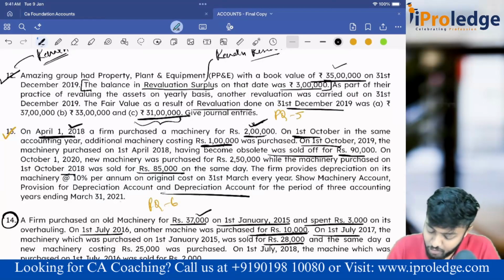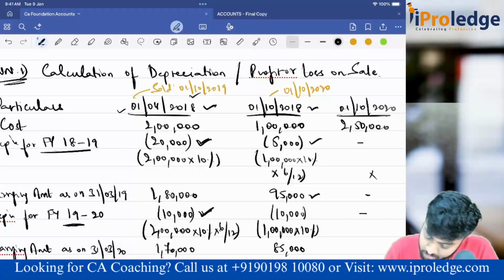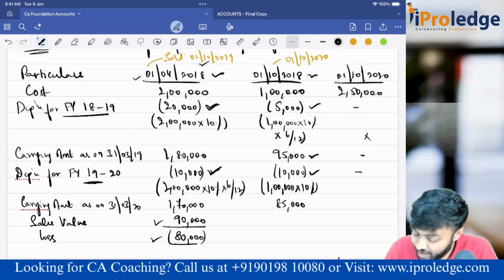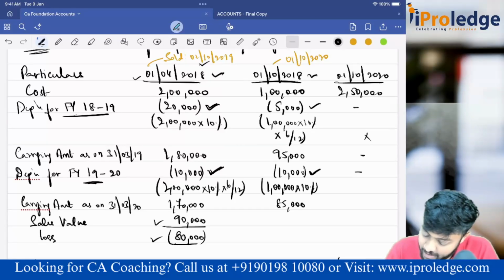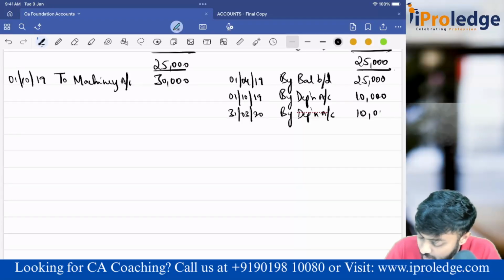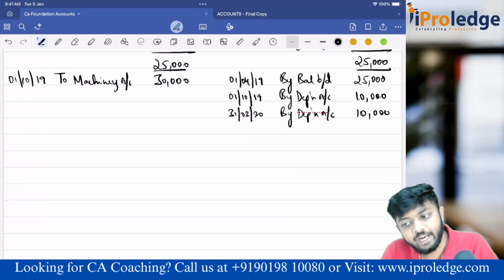Normally depreciation to provision for depreciation. How much is it? If you come here, the only thing is 10,000. Like this was the carrying value, not this. The depreciation is 10,000. This we have already given. The remaining is this 10,000 we have given. So by depreciation account 10,000. So we gave depreciation on the remaining assets also.